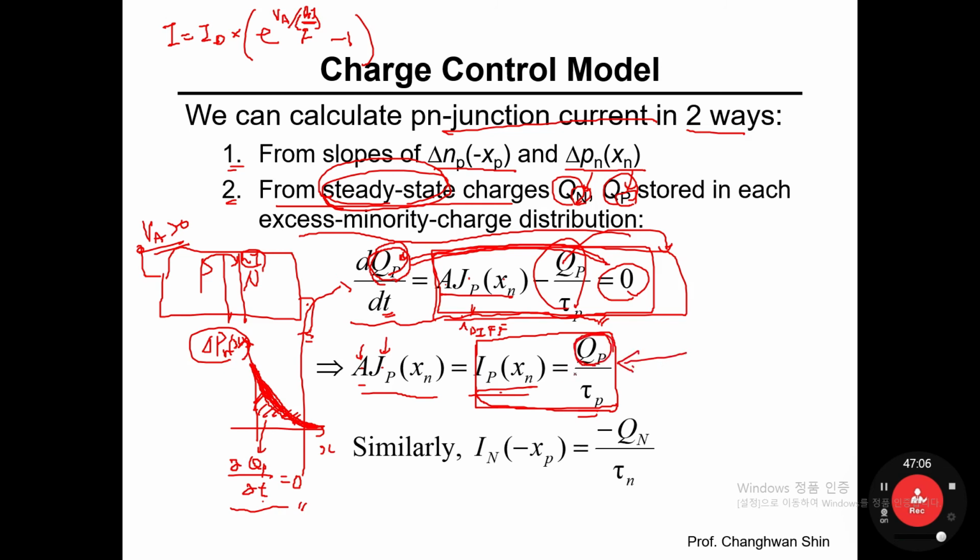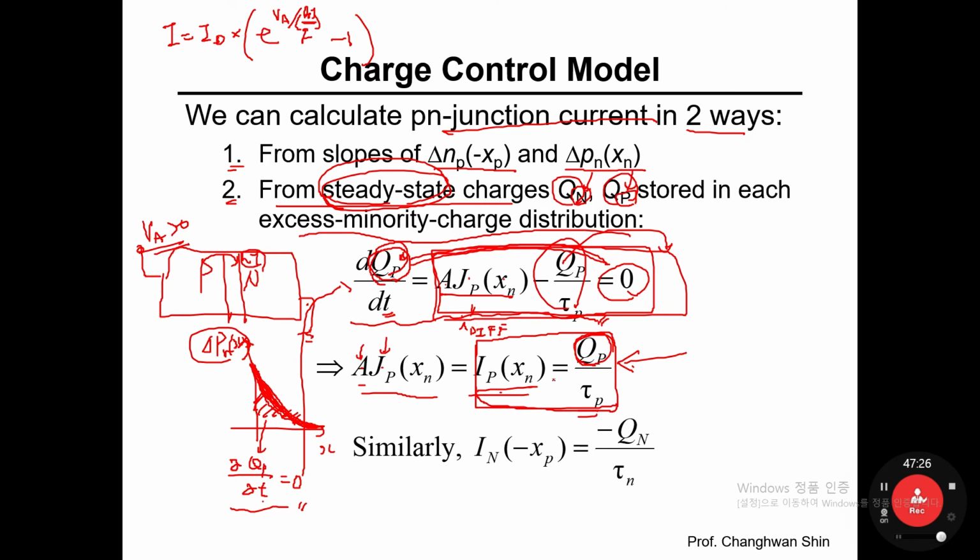What was the Qp? Under forward bias, holes have been injected into the N-side, and those holes are stored in the N-side quasi-neutral region. So how much charge has been stored in the N-side quasi-neutral region? That was denoted as Q sub P.